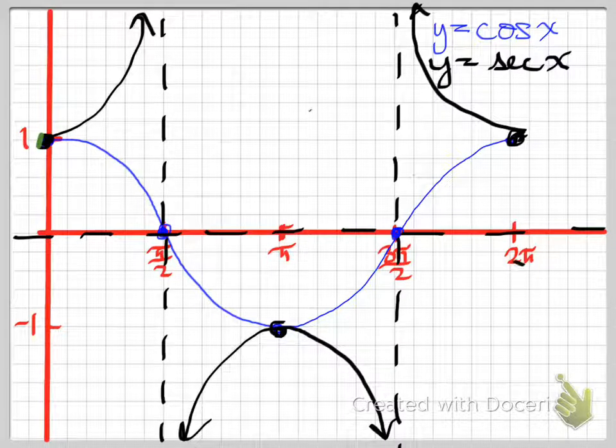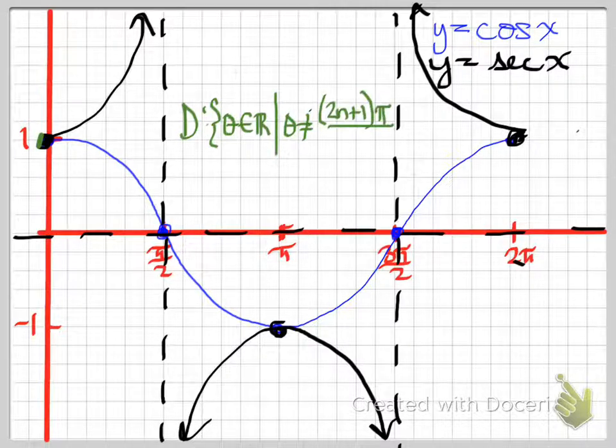And our secant graph will have a specific domain. All right, now let's look at the domain for this. We've seen this before, so this should not be new. But let's talk about the domain. The asymptotes happen at pi over 2, 3 pi over 2, 5 pi over 2, 7 pi over 2. If you remember from before, it is an odd number of pi over 2's.